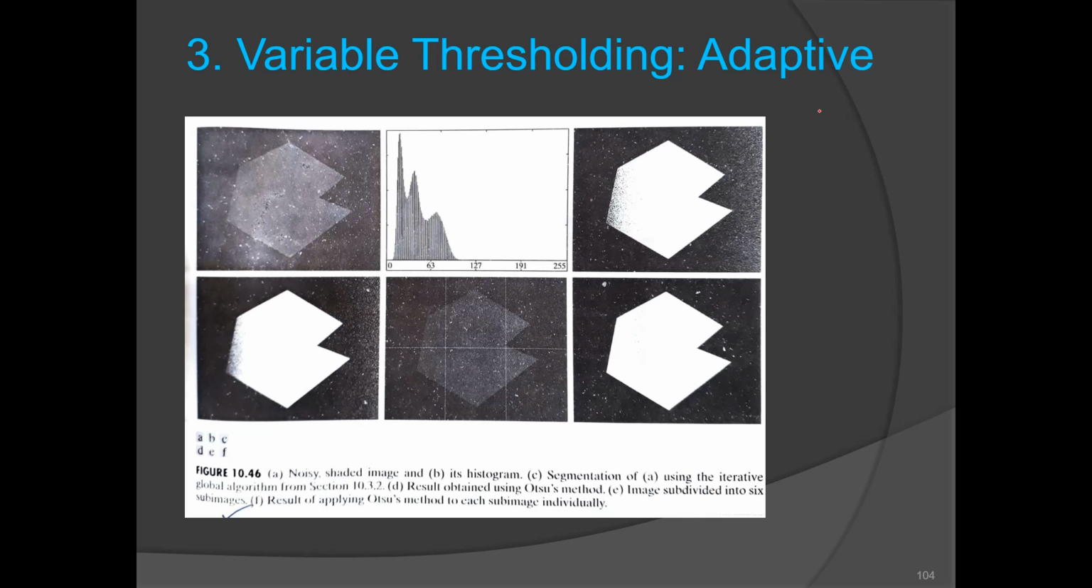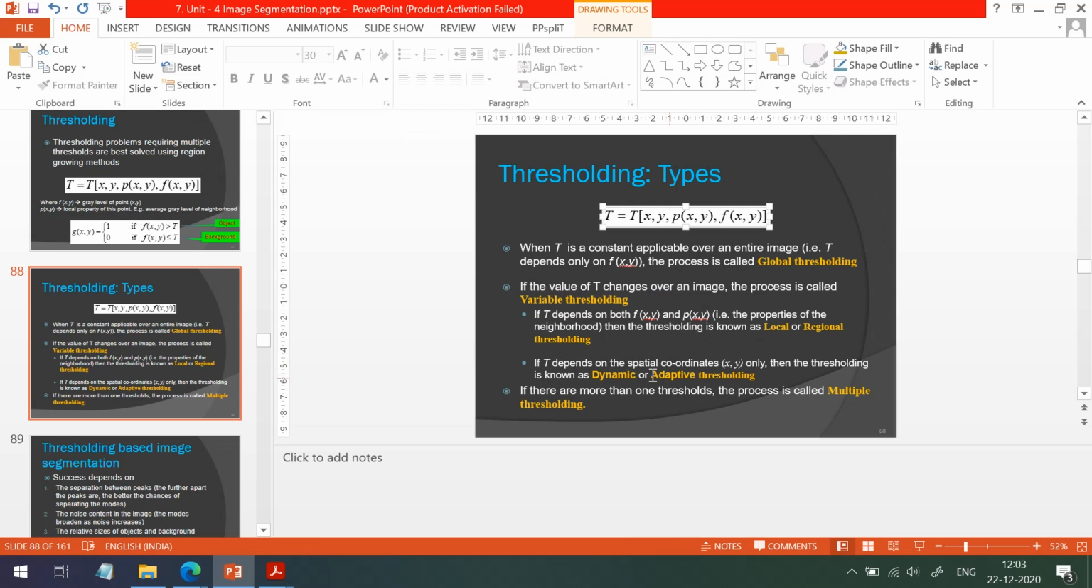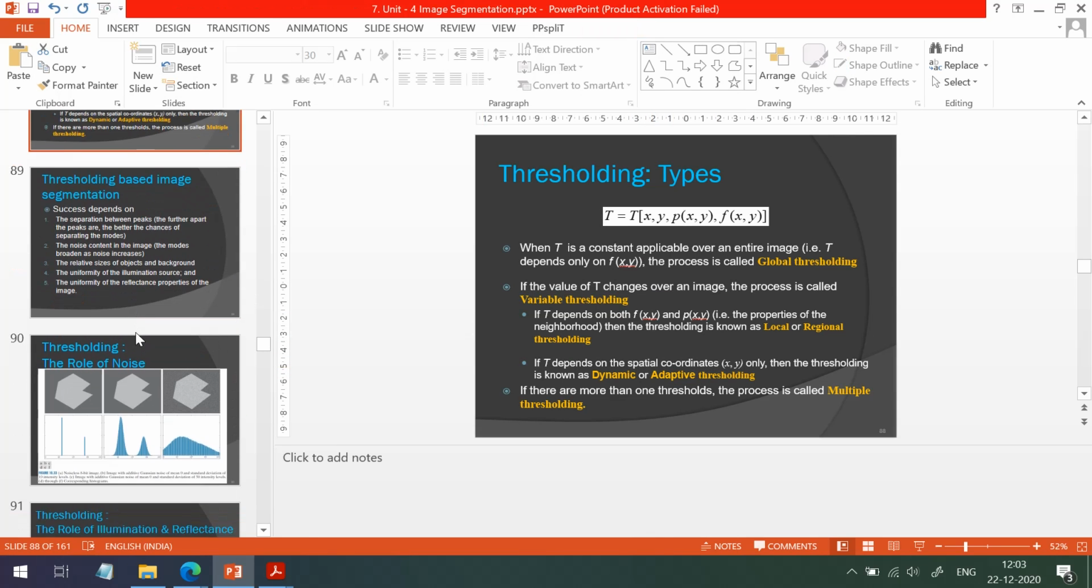Now let us talk about the third type of thresholding, that is adaptive thresholding. In adaptive thresholding, if you remember, adaptive uses only spatial coordinates.